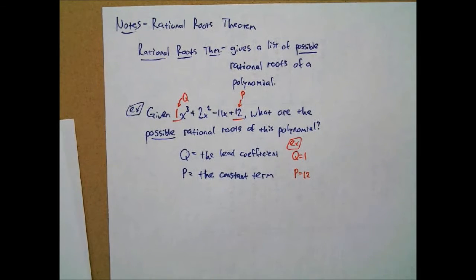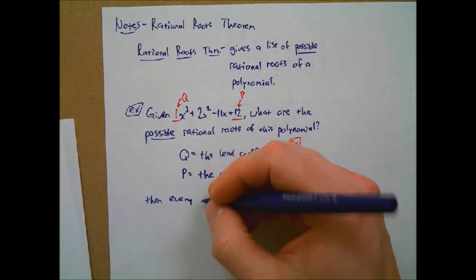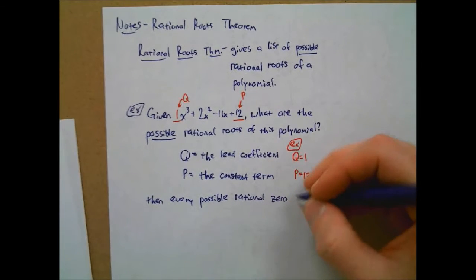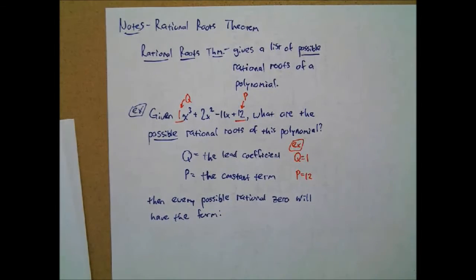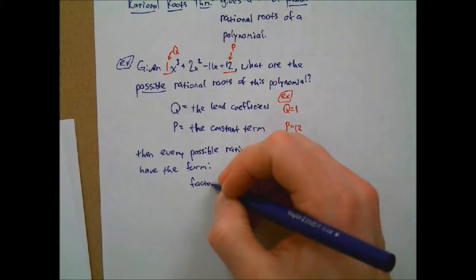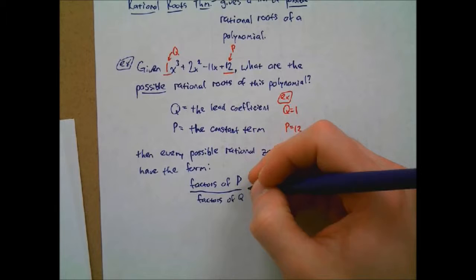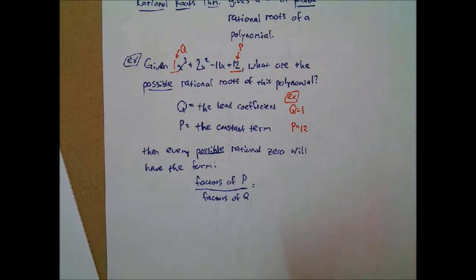Okay, so once you've identified these numbers, then here's how we're going to use them. Every possible rational zero will have this form: factors of p divided by factors of q. Again, possible rational zero.